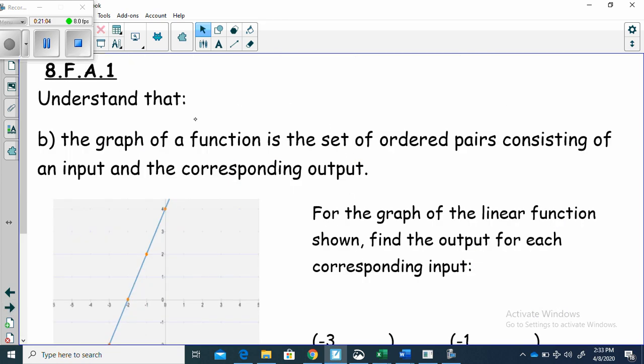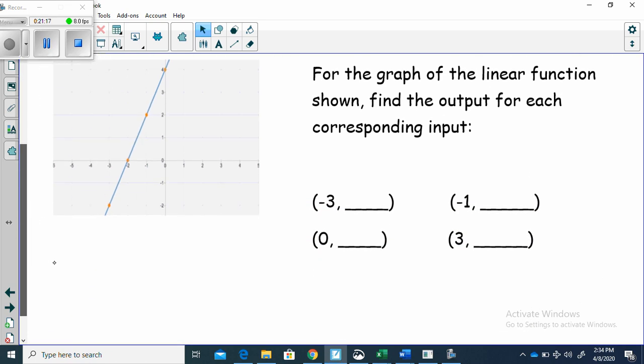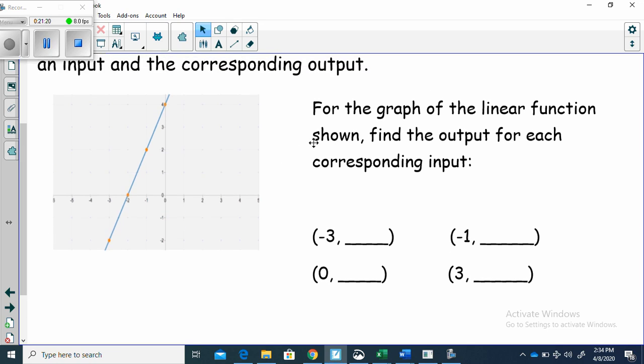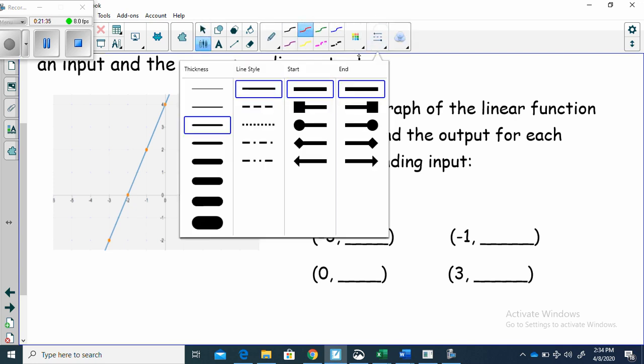Now, one other thing we need to understand in the standard is that the graph of a function is the set of ordered pairs consisting of an input and the corresponding output. Whenever I graph a function, whether it's linear or not, what you've got is an input and an output. On this chart, let's look for the input and the output. The input is our x. This says if we've got an input of -3, then what is our output? Let's try to figure out what our output is.